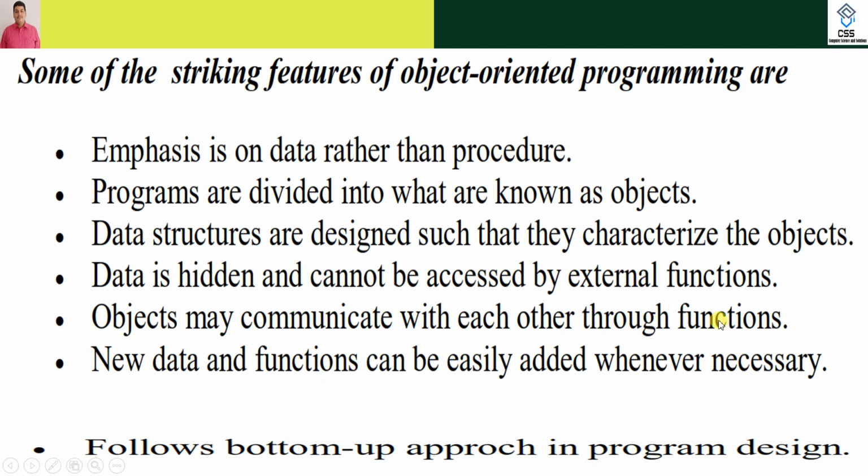As I told you, objects act as the messenger. Objects can use functions to communicate among the classes and members. New data and functions can be easily added whenever necessary. In the last class we told, in procedural programming you first declare then use. You cannot declare any variable or function at any part, but in object-oriented programming, from the beginning to the end, wherever you want, you can declare any new data member and function. That is the flexibility of OOPS. Procedural programming follows the top-down approach, whereas object-oriented programming follows the bottom-up approach.